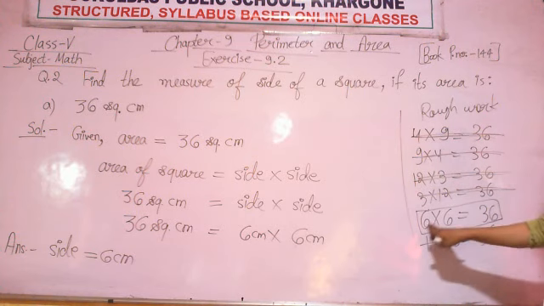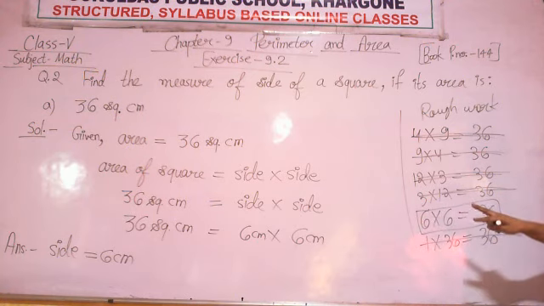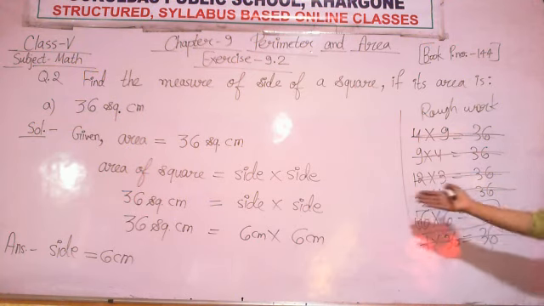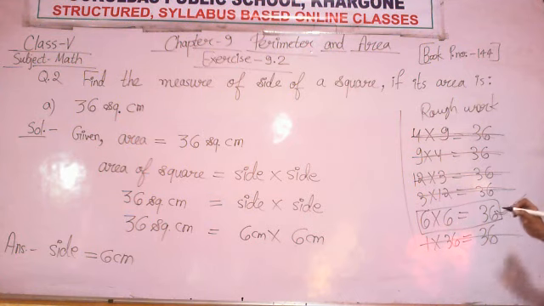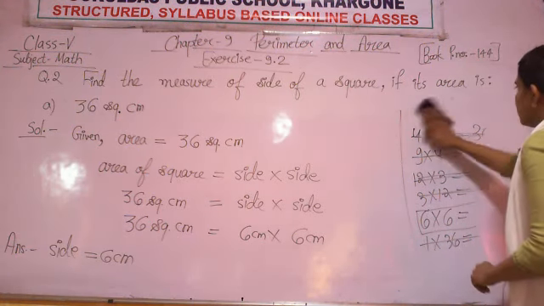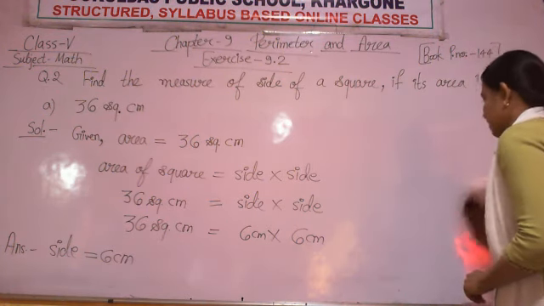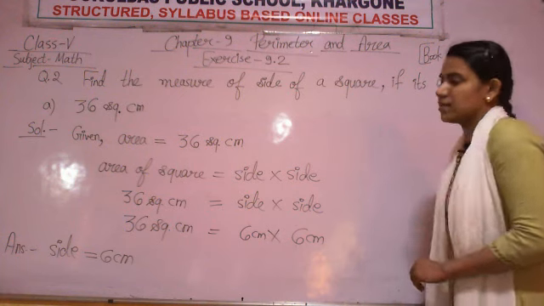But here, in this option 6 into 6, both length and breadth are the same, that is 6, so it is the correct option. So side is 6 centimeter.